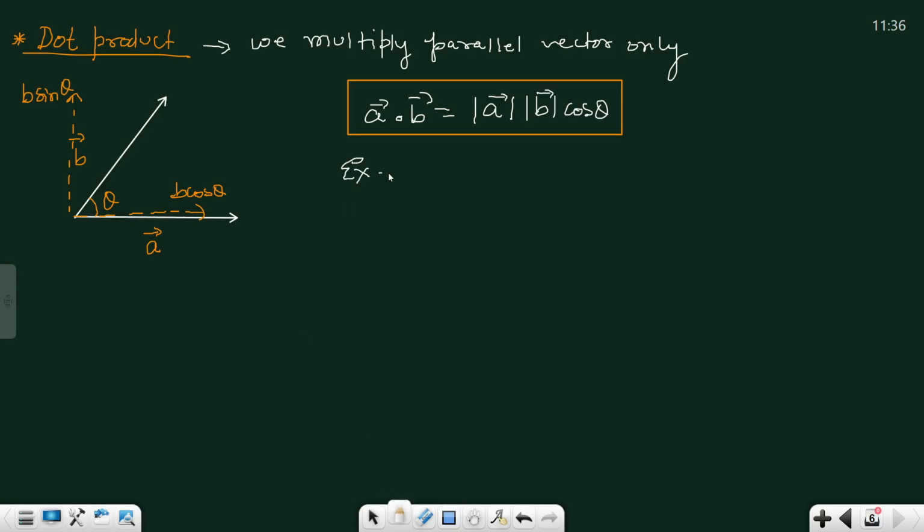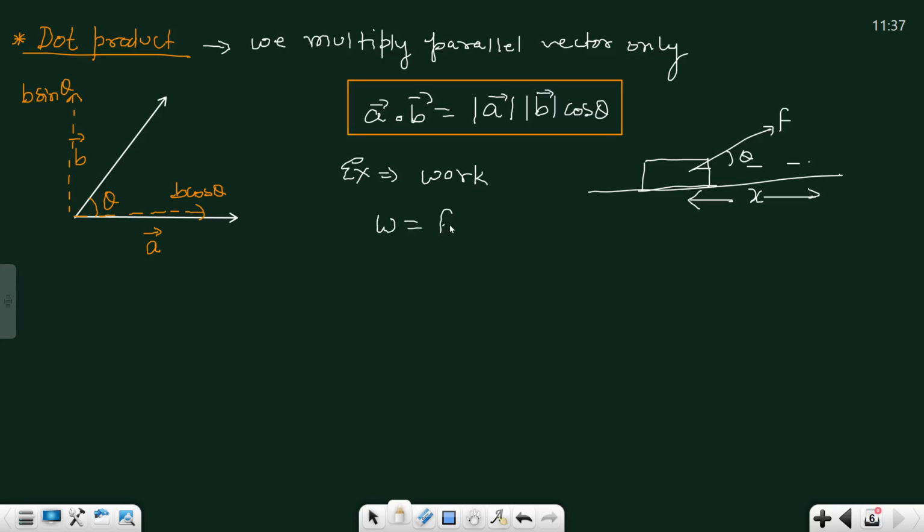An example is work done. When you move a box by applying a force F with a displacement x, acting at an angle of theta, what will be the work done? The work will be F vector dot x, so F x cos theta.